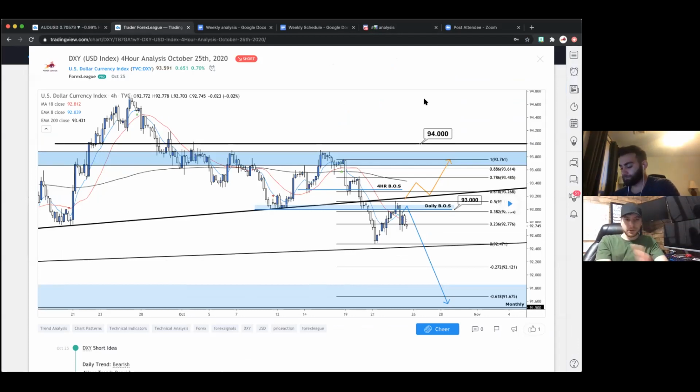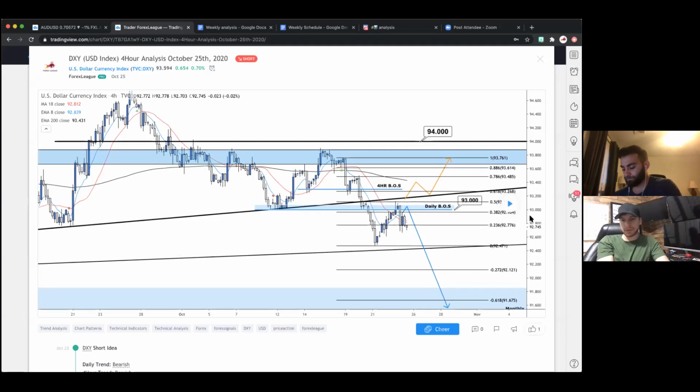Okay, so let's just start on DXY. This was the analysis we put out on Sunday. Just want to show you guys the two trade scenarios we had. We were originally bearish as we maintained below this daily, but we also had a bullish trade scenario drawn out here as well. Looking for a break back into the pattern, some sort of higher low. Let's see how it played out.